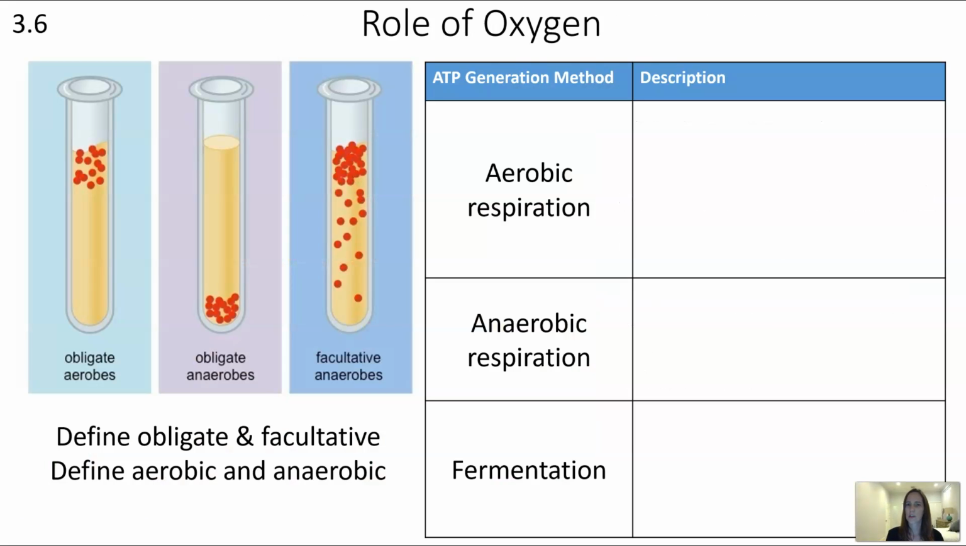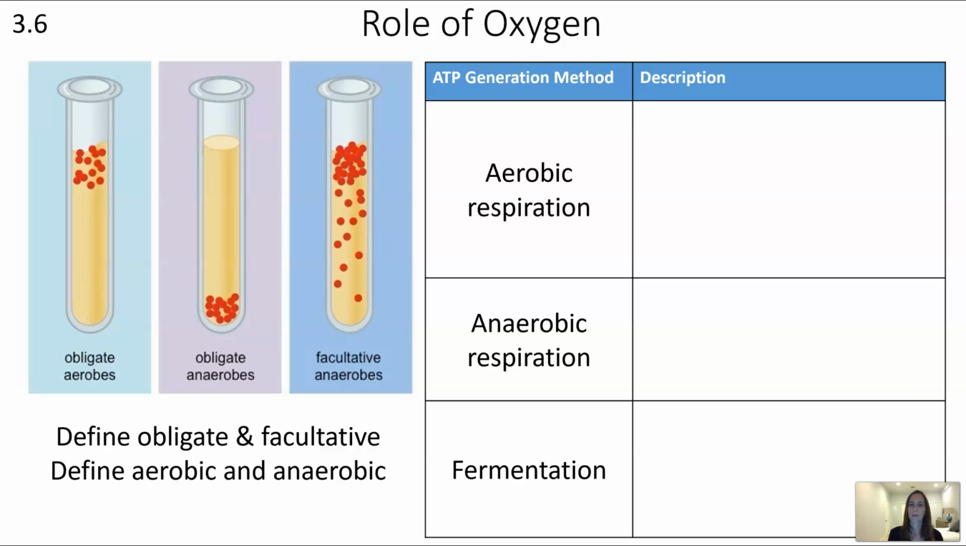To understand respiration and fermentation, we need to understand the role of oxygen in these processes. So in the diagram on the left, we see some organisms, those little red circles, that might be located in different areas depending on their relationship with oxygen. So some you see at the top of that growth medium, some are at the bottom, and some are spread out throughout it. So these positions relate to the lifestyle strategies of these organisms and relate to the terms obligate and facultative, as well as aerobic and anaerobic. So see if you can define those four terms right now.